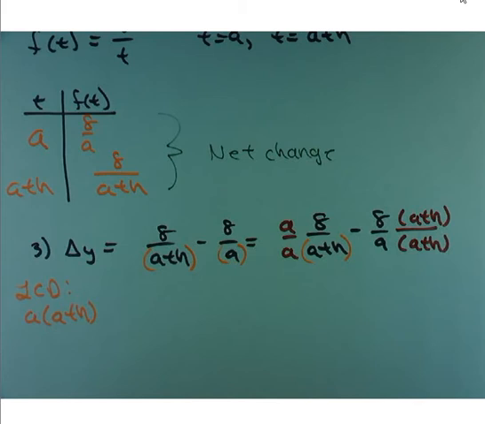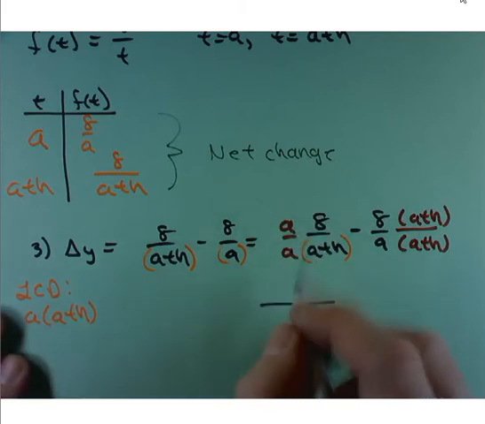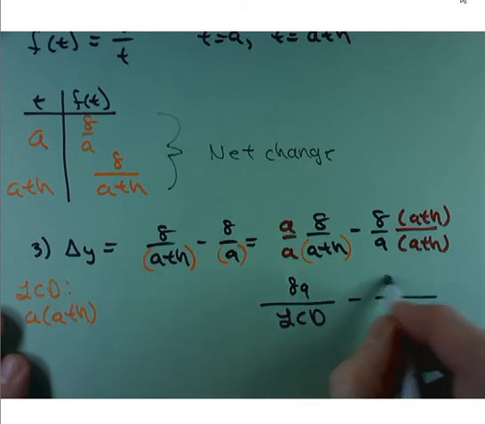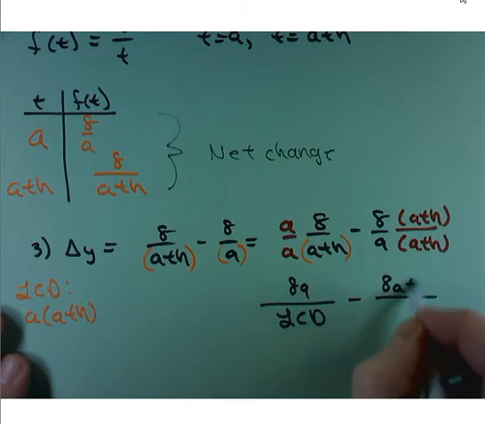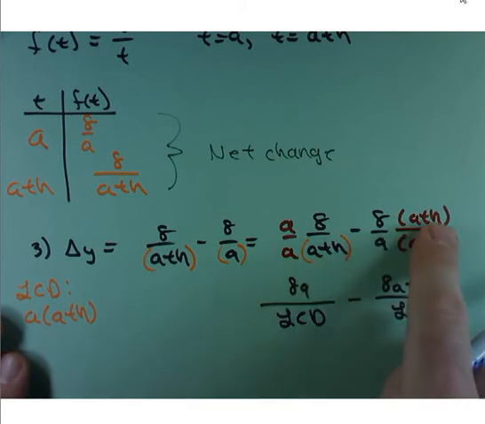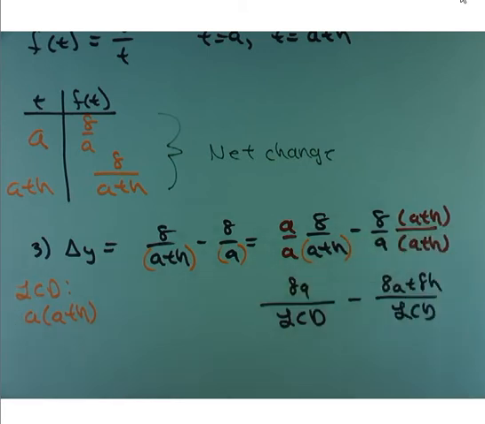So let's clean this up a little bit. That's 8 times a over the LCD minus 8a plus 8h, again, over the LCD. So I distributed the 8 to both of those terms there, right?